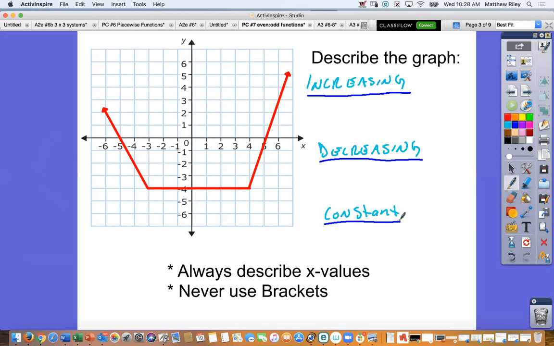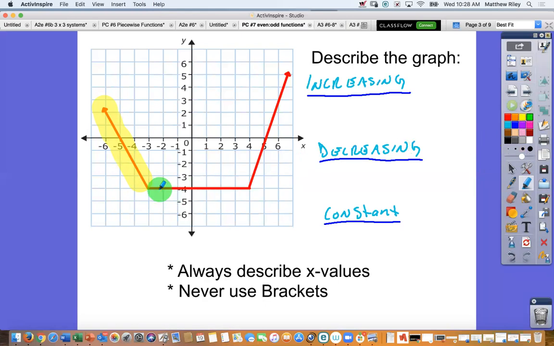So here's the first thing. You are only using the domain here, so you're always describing your x values. I'm going to use the highlighter here real quick. By the way, we've got 3 different intervals. So from here to here, what's happening? Increasing, decreasing, what? Decreasing. So from left to right, it has a negative slope.